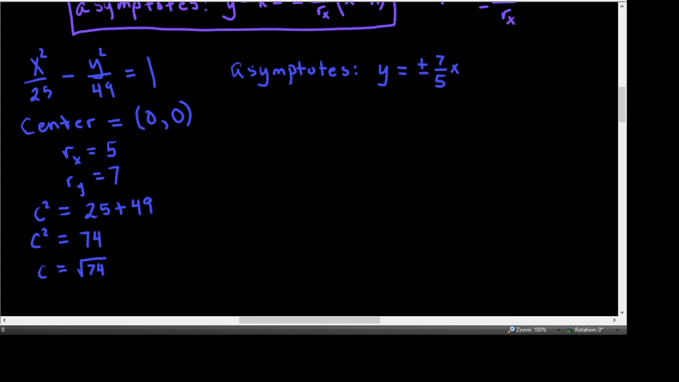Alrighty. So here's how I would go about graphing. Let's set up our field, our x and y plane here. Since we're centered at 0, 0, and our x radius is 5, I'm going to make sure I go at least 5 marks left and right of our center. And r sub y is 7, so I'm going to make sure I go at least 7 marks in the y direction, up and down from the center, which of course is at the origin.